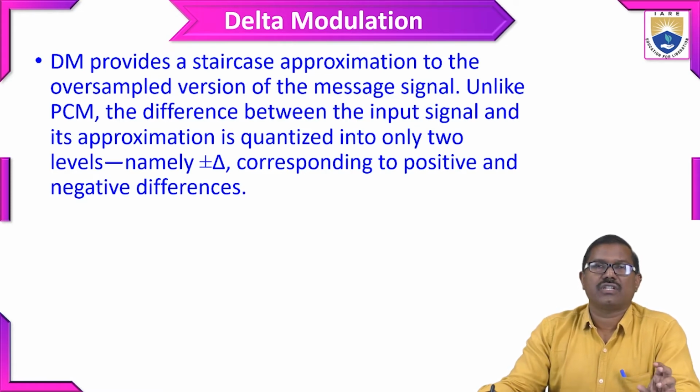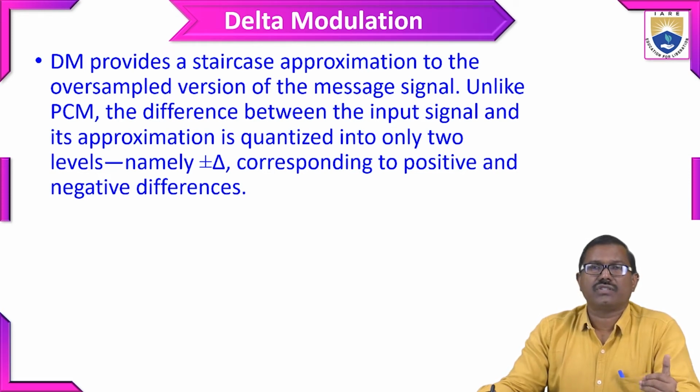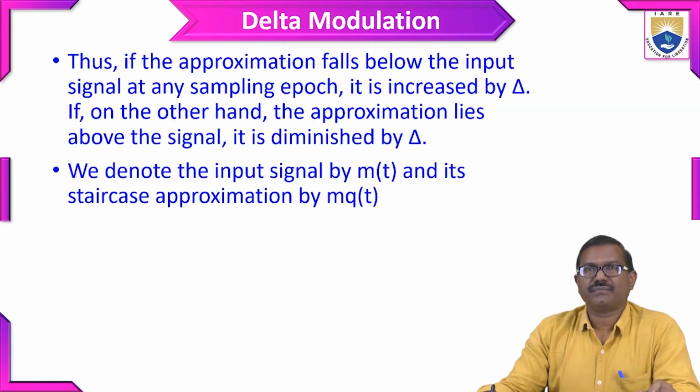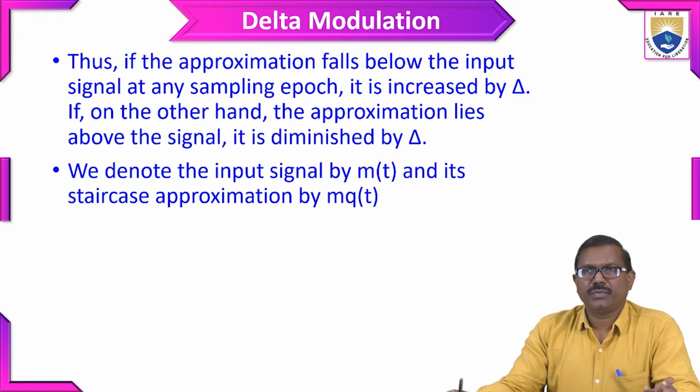So how much difference is present compared to the previous one? Then the staircase is moving towards the message signal based on the step size. If the approximation falls below the input signal at any sampling instant, it is increased by delta. If on the other hand the approximation lies above the signal, it is diminished by delta. So that means plus delta, minus delta. That's why it is a very simple design.